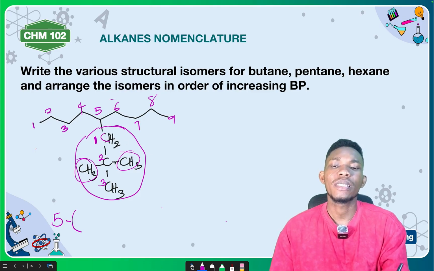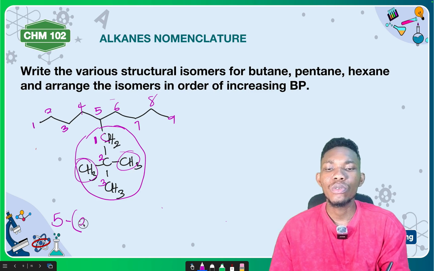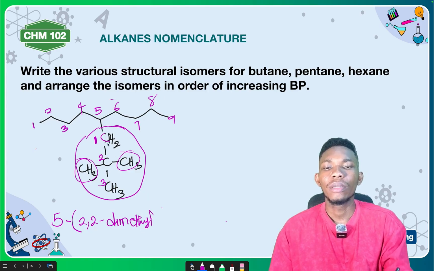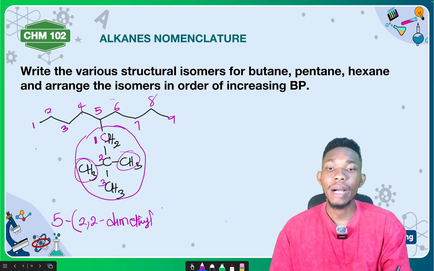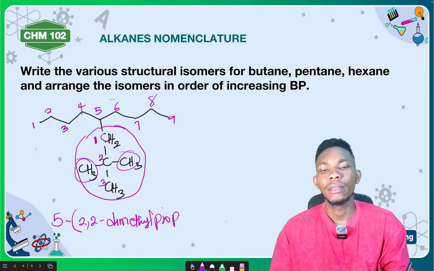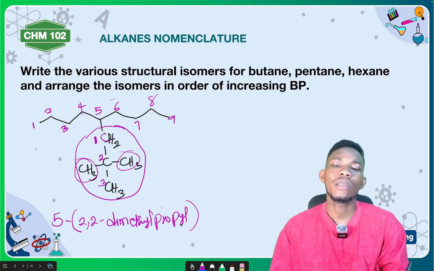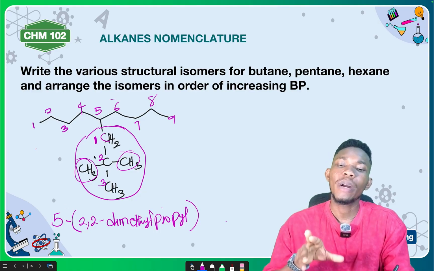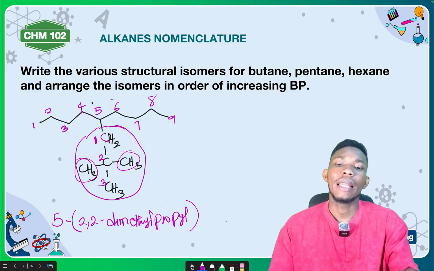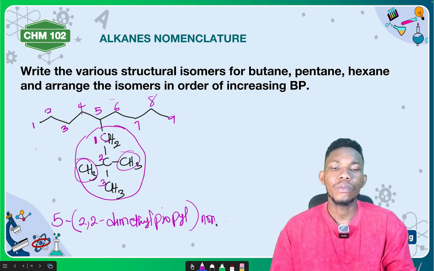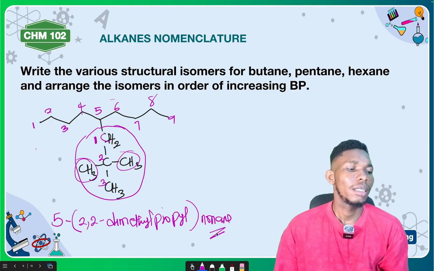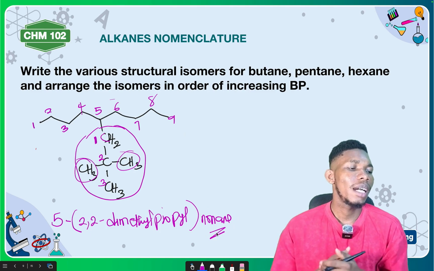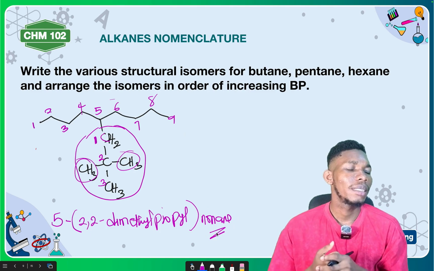So name the substituent first. Now this is 2, 2. So you say 2,2. Methyl group, there are 2 of them, so you say dimethyl. Now the full substituent is 1, 2, 3. It has 3 carbons: propyl, close bracket. So you've named the substituent, but it is attached to the main compound at position number 5. That's why we have the 5 outside here. And then the full compound is what? 9 carbons, so you can name it as nonane.